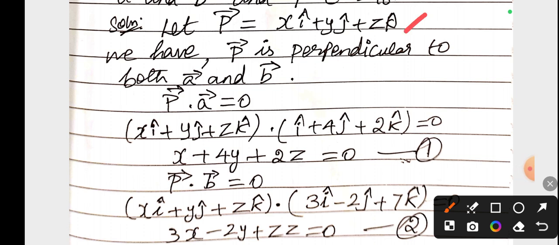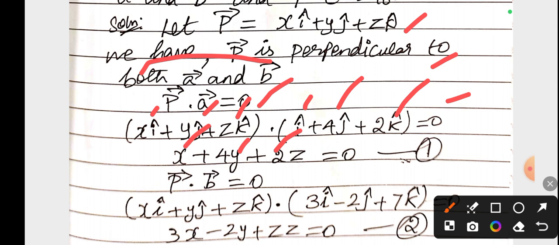So P vector is x i cap plus y j cap plus z k cap. P vector is perpendicular to both A vector and B vector. So the dot product P vector dot A vector equals 0. So xi cap plus yj cap plus zk cap dot i cap plus 4j cap plus 2k cap equals 0. Do the dot product, children, and you will get x plus 4y plus 2z equals 0.